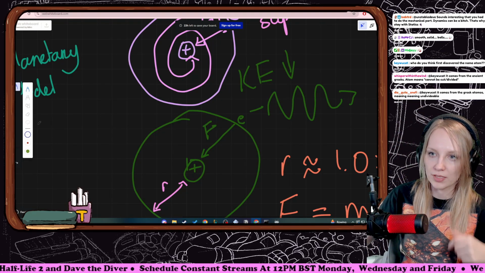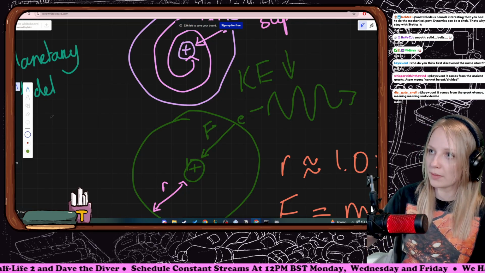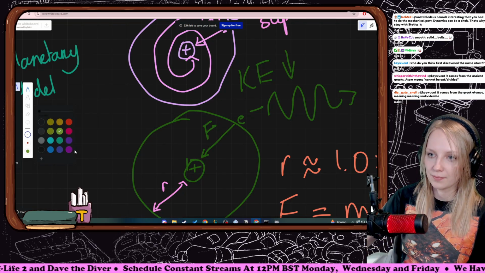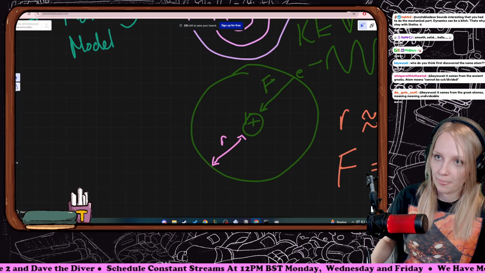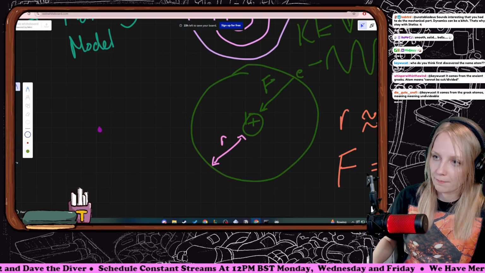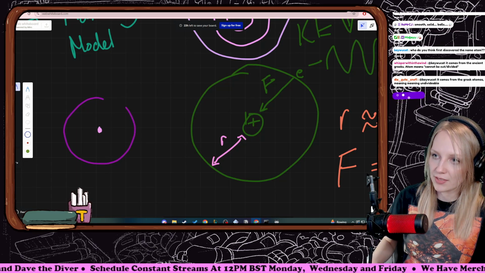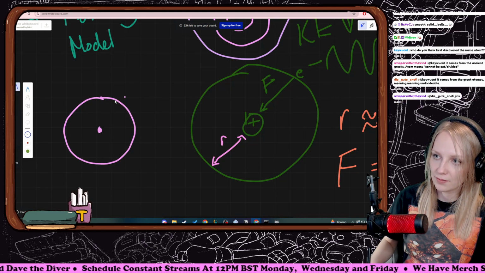Let me draw it, because it's weird to describe it this way. So that's Earth, and there's a satellite moving. This is a satellite. Okay, so we have a point here.